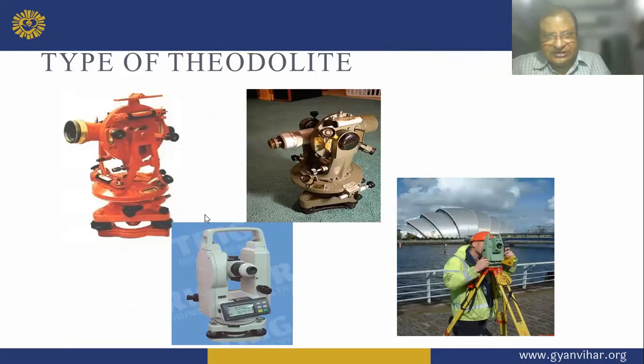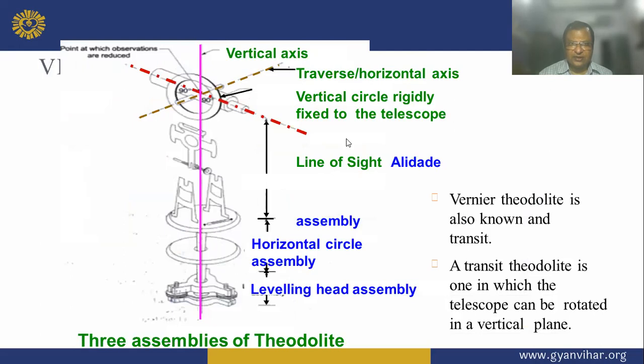See this picture, this is the type of theodolite. So different type of theodolite pictures are available here. 1, 2, 3, 4, 5 types are looking. Now, how we will take vertical axis? It is the question, right? How we will take vertical axis?